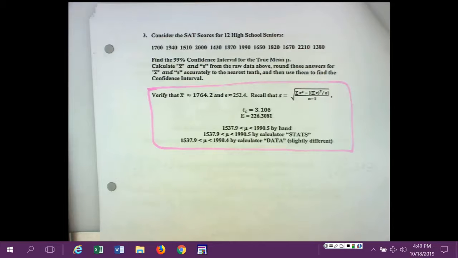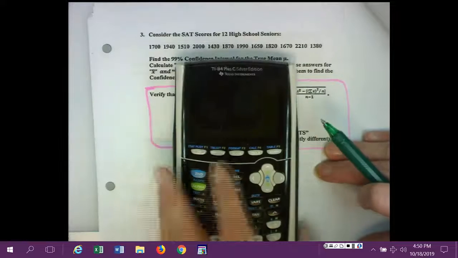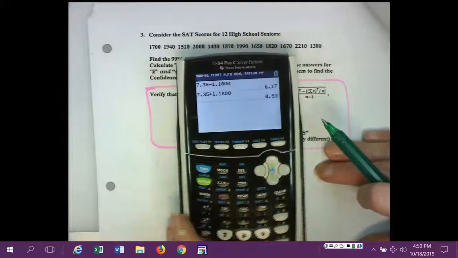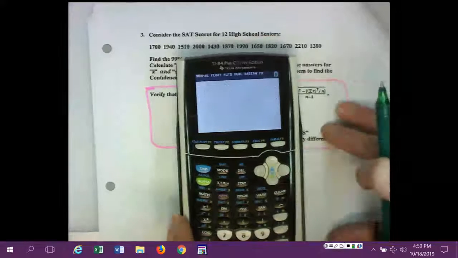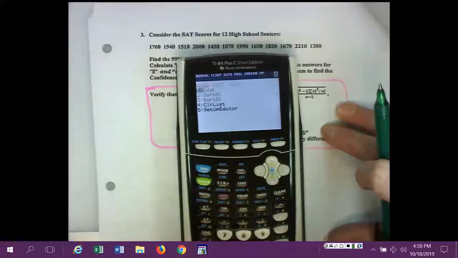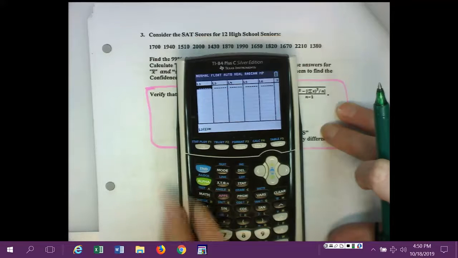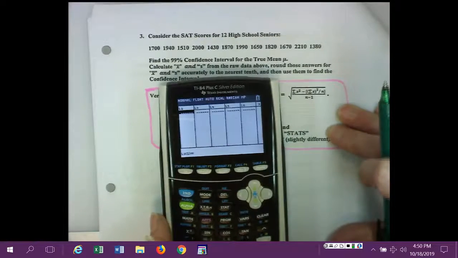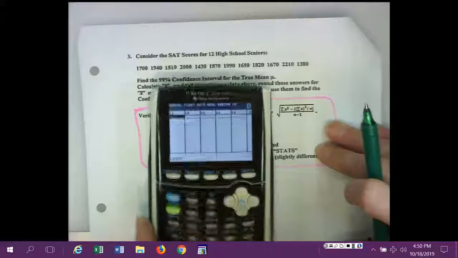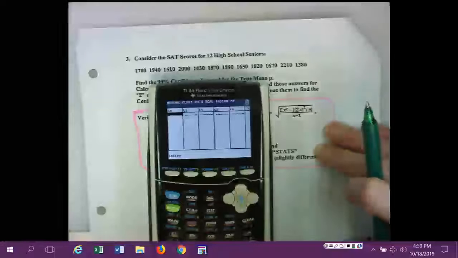I'm going to begin by putting my data values in my L1 column. I will not be using the formula to find these by hand. I prefer to use the TI 83/84 calculator. So let's see if I can do this so that I can see the numbers.